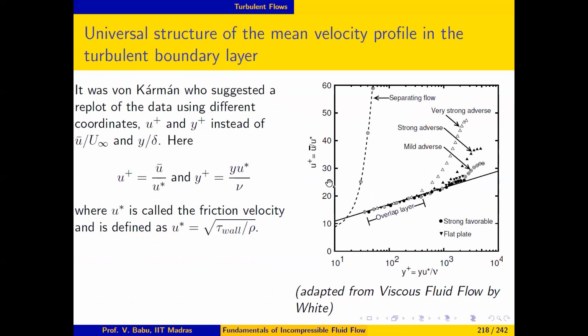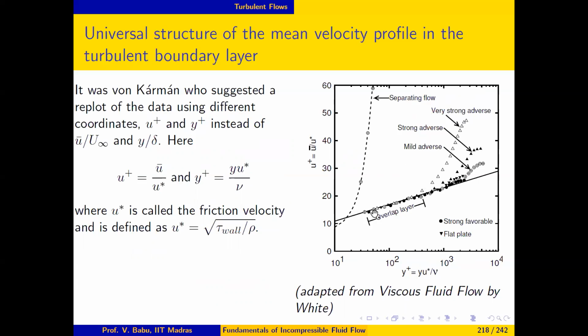So you can see that if it is plotted on a semi-log plot with y plus on the x-axis and u plus on the y-axis, you can see collapsing of the data in this region, which is about 35 or so to about 300, 350. So in this region, y plus lying between 35 and 350, we see that the velocity profiles of all the cases, flat plate to favorable to very strong adverse, all of them collapse onto the same curve.